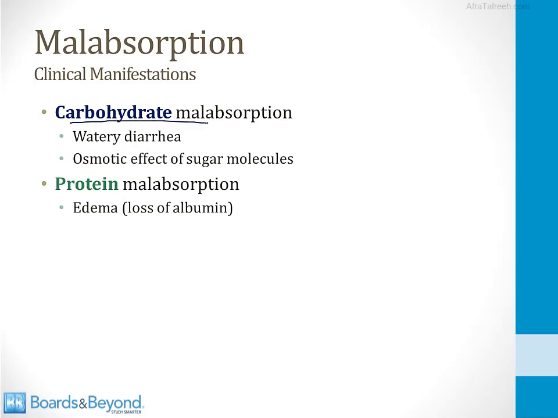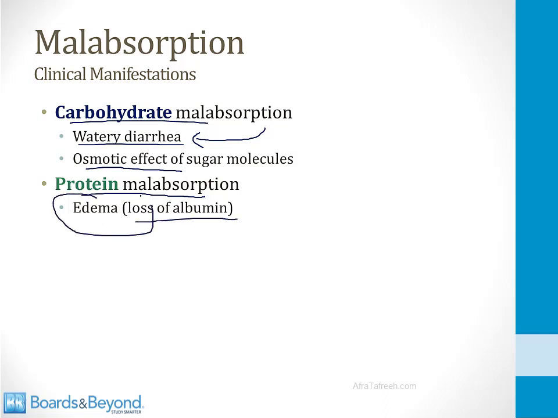Carbohydrate malabsorption, on the other hand, produces a watery diarrhea. This is because when you are unable to absorb sugar molecules, they produce an osmotic effect. They draw water into the lumen of the GI tract and create a watery diarrhea. And then finally, if you are unable to absorb proteins, the problem is not so much a change in the characteristics of your stool, but the problem is that you do not absorb sufficient amino acids in order to synthesize albumin. As a result, you will have low albumin levels in the serum, and this will lead to edema.